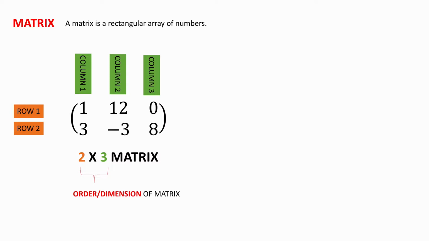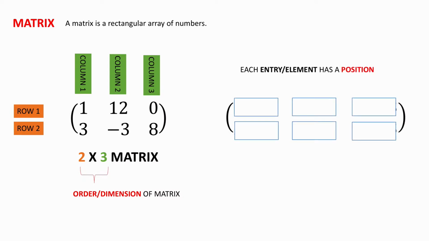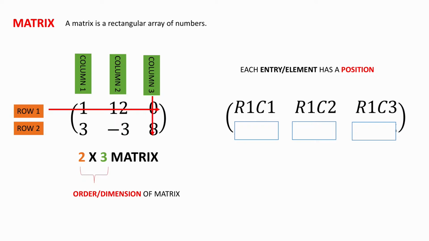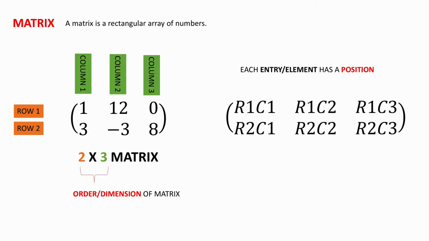Now each number in the matrix is called an entry or element. And each entry or element has a specific position. So for example, the position of 1 is the first row and the first column. That is represented by row 1, column 1. 12 will be row 1, column 2. 0 would be represented by row 1, column 3, and so on. So now we know what is a matrix.